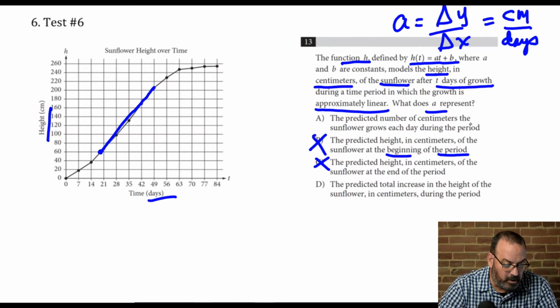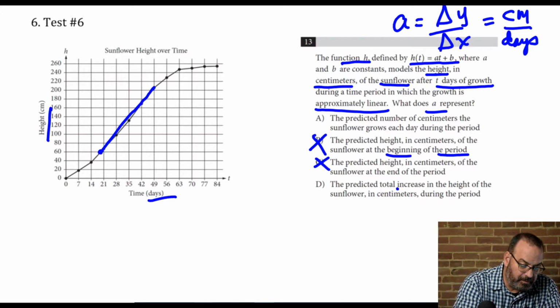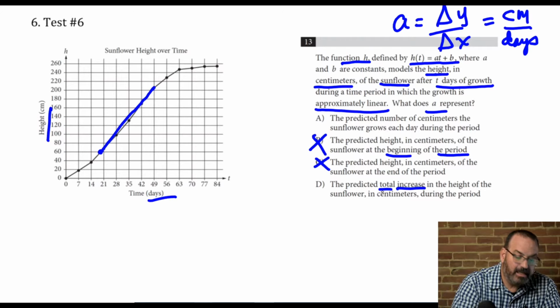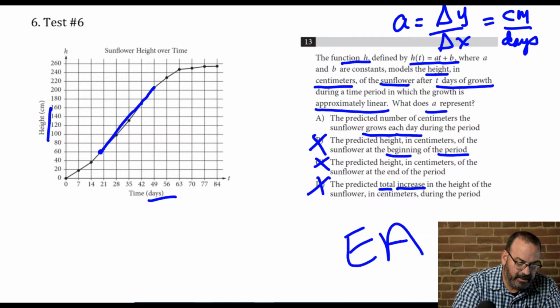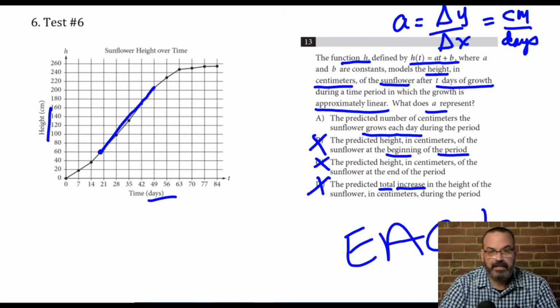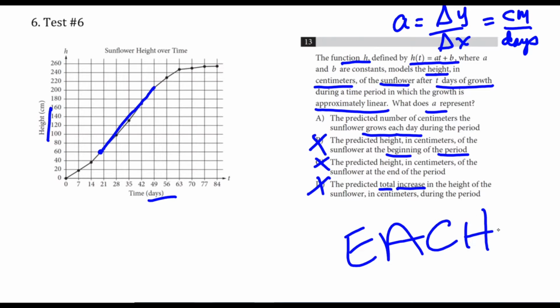The predicted total increase of the height during the period. The predicted total increase. That's the function. The answer is the predicted number of centimeters the sunflower grows each day. Each day. The key to this one is each day.